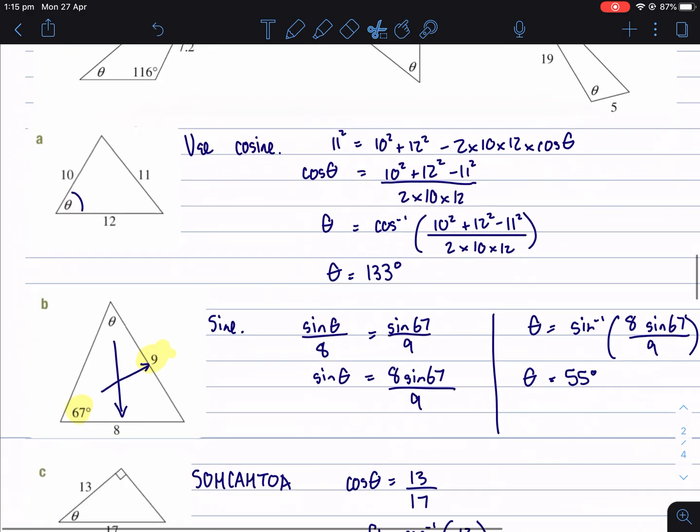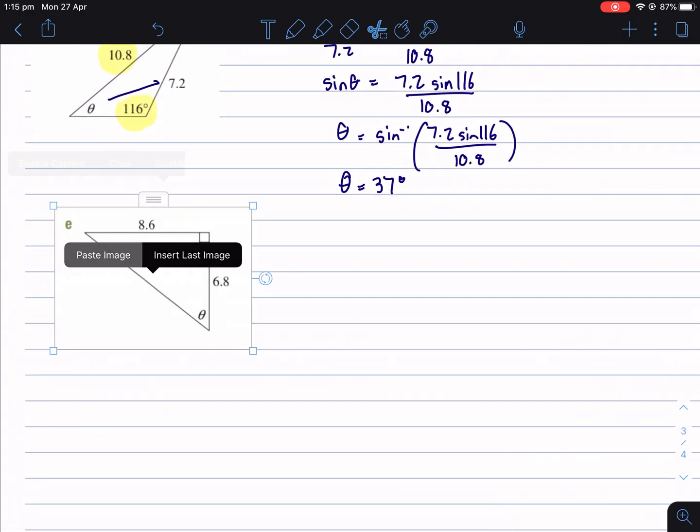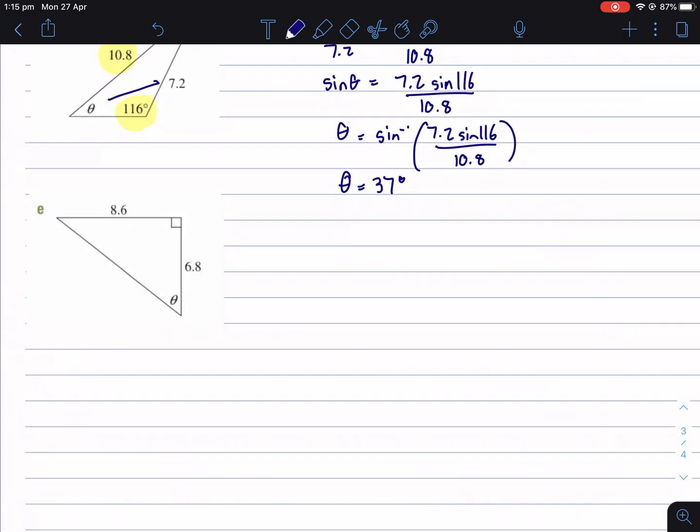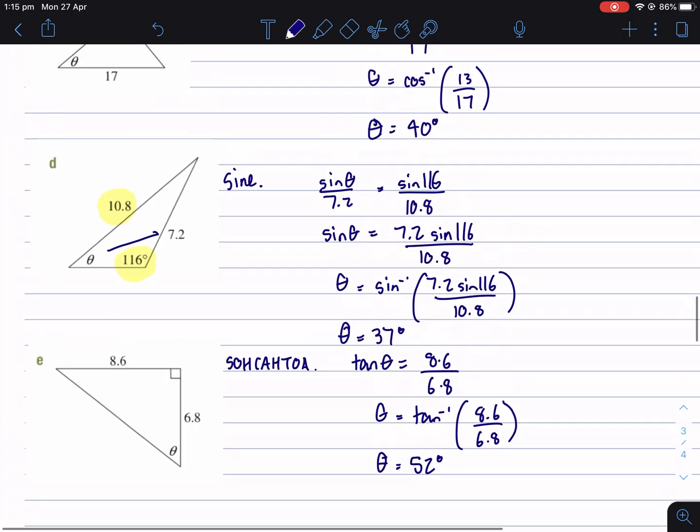Okay, and then E, right angle triangle. Need to find an angle, straight away thinking SOHCAHTOA. Don't have the hypotenuse, tan. Tan theta is opposite 8.6 over 6.8. So theta is arctan that. So theta equals 52 degrees to the nearest degree.